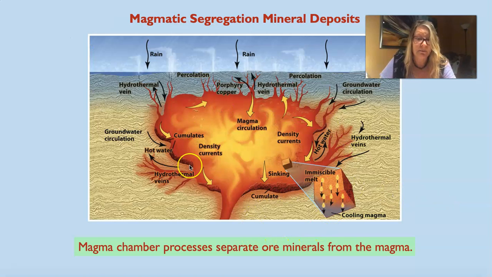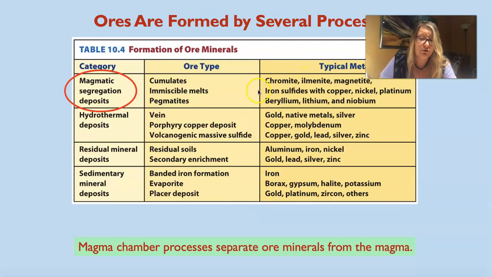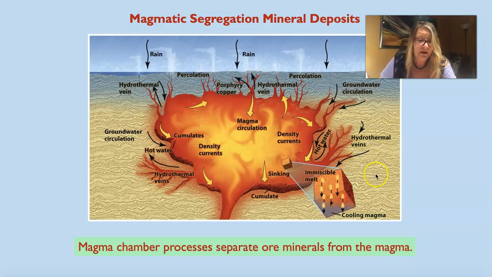Here's a magma chamber, and we've talked before about how sometimes we have certain minerals that sink because they're more dense than the rest of the magma, and they settle out and form a concentrated layer. And so that could be a concentrated layer of, if we go back, chromite, ilmenite, magnetite, one of those types of metals. We also have something called an immiscible melt, and this involves two kinds of liquids that don't mix.